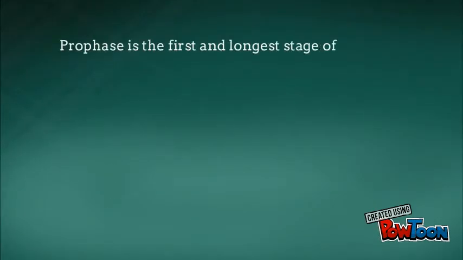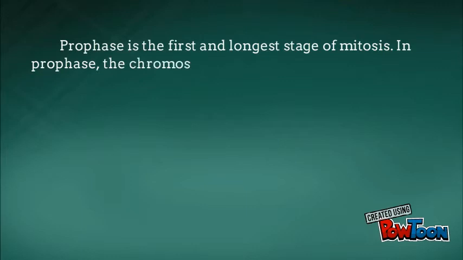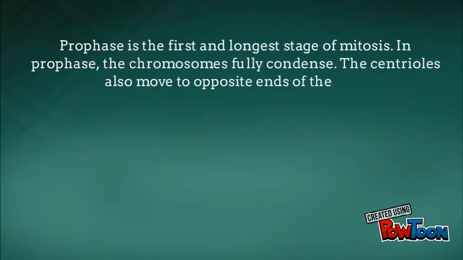Prophase is the first and also the longest stage of mitosis. In prophase, the chromosomes fully condense. The centrioles also move to opposite ends of the cell.